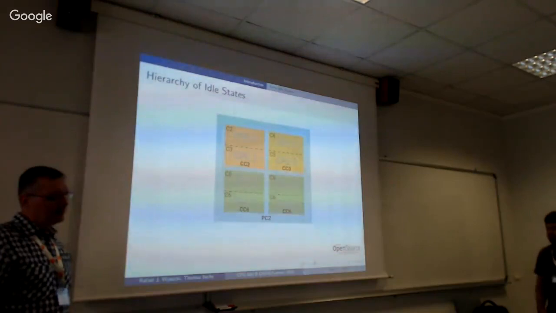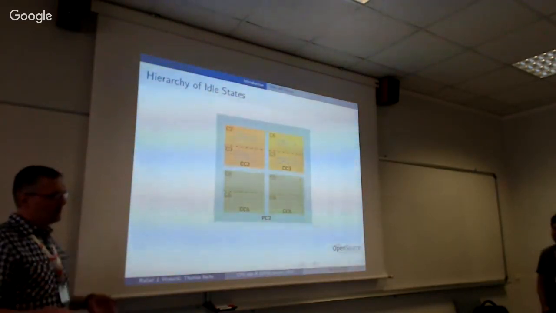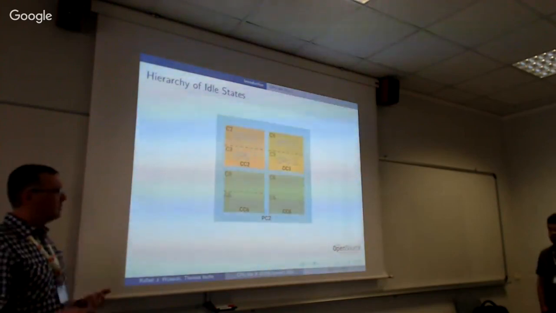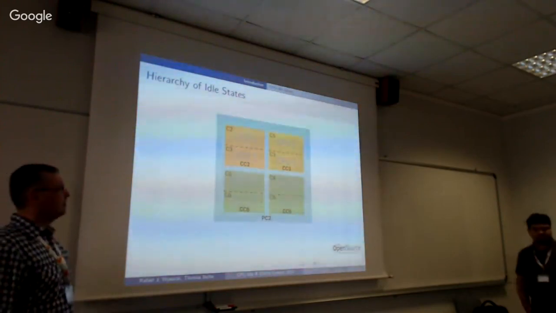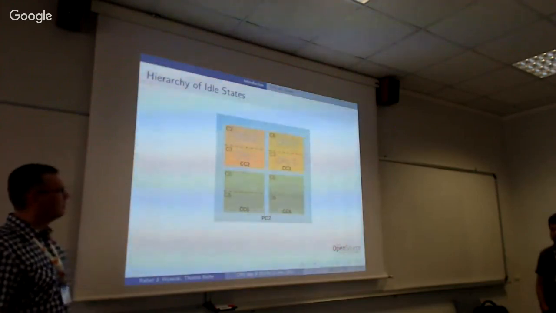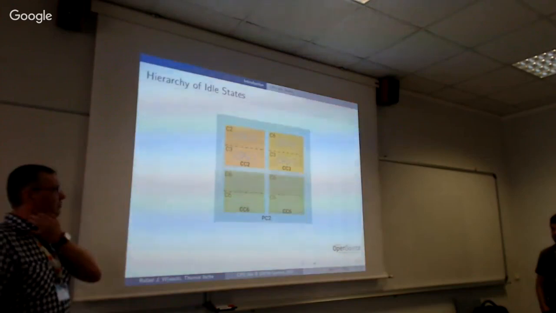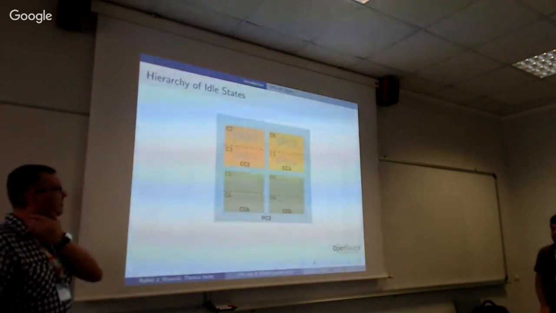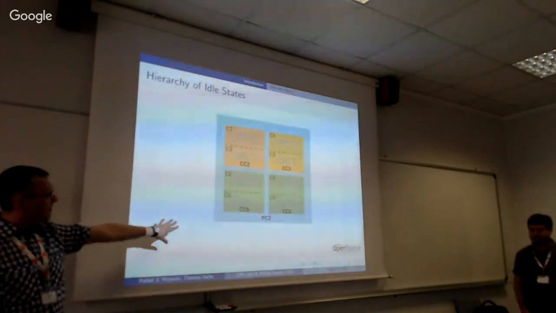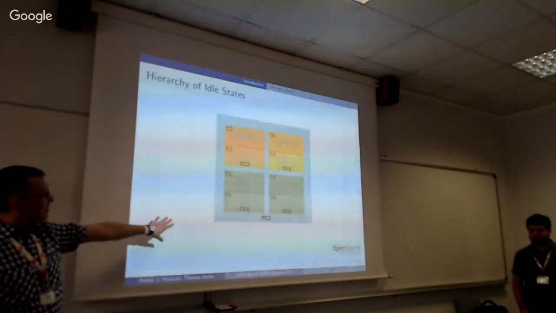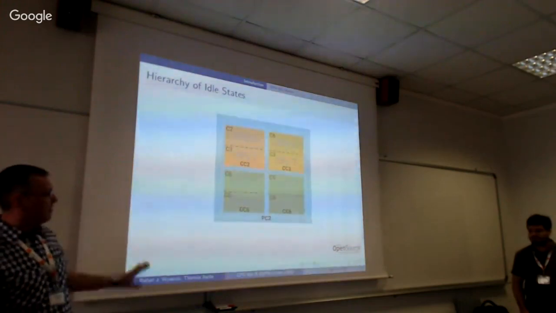If a CPU is in an idle state, it doesn't execute instructions. So it can be clock gated, it can be power gated, depending on how deep you want to go. And obviously, if we go very deep, then it will take a lot of time to wake the CPU up from the state. So there are hierarchies of those states, and this diagram shows an example of a hierarchy of idle states in an Intel CPU.